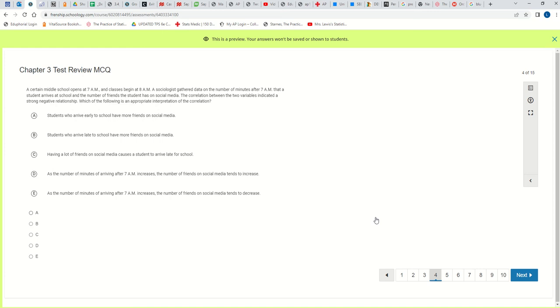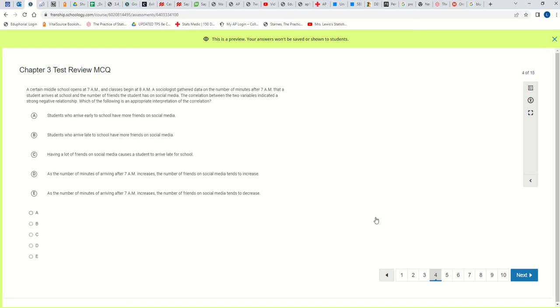So if I look back here, as the number of minutes after 7 that a student arrives at school increases, the number of friends that is predicted will decrease. So A says, students who arrive early have more friends. Well, that's a causation statement. That's not necessarily true. B, students who arrive late to school have more friends on social media. So again, that's causation. That can't be it.